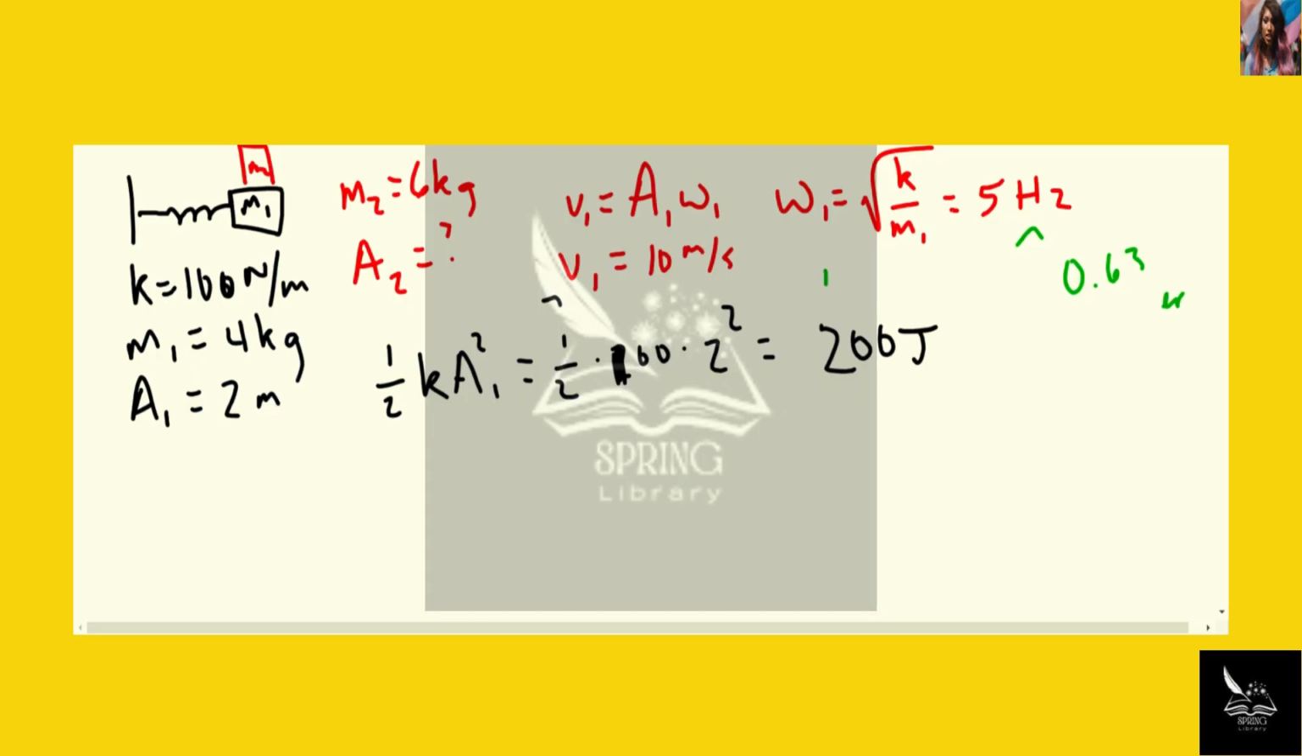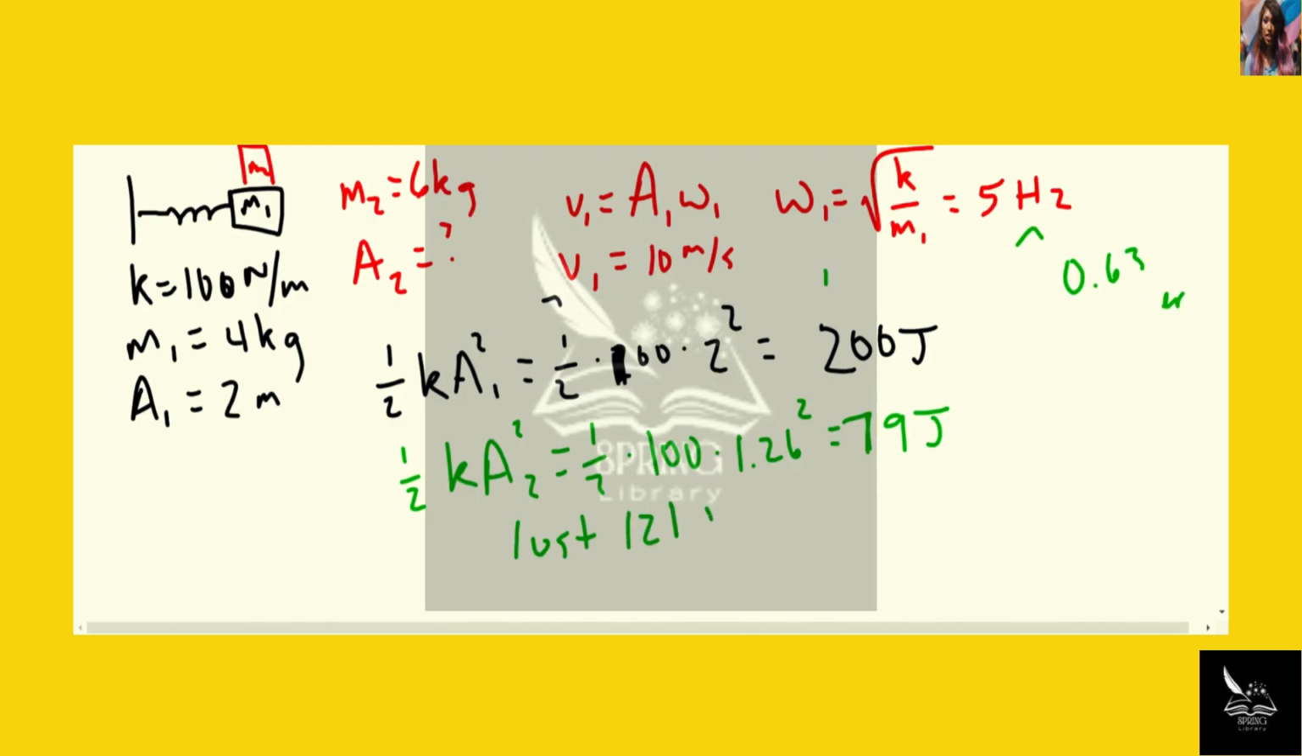And now in the new case, we have 1/2 K times this new amplitude, 1/2 times 100. We said that was 1.26 squared. When I did that, I had 50 times 1.26 squared. I got 79 joules. So it lost about 121 joules.